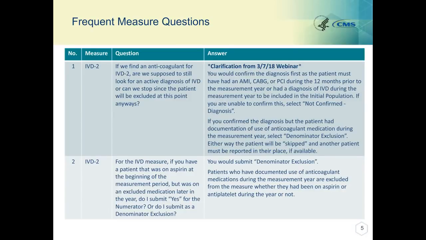And the second frequent IVD2 question that we've been receiving is, for the IVD measure, if you have a patient who was on aspirin at the beginning of the measurement period but was on an excluded medication later in the year, do I submit yes for the numerator, or do I submit as a denominator exclusion? And the answer is you would submit denominator exclusion. Patients who have documented use of anticoagulant medications during the measurement year are excluded from the measure whether they had been on aspirin or antiplatelet during the year or not. Next slide.